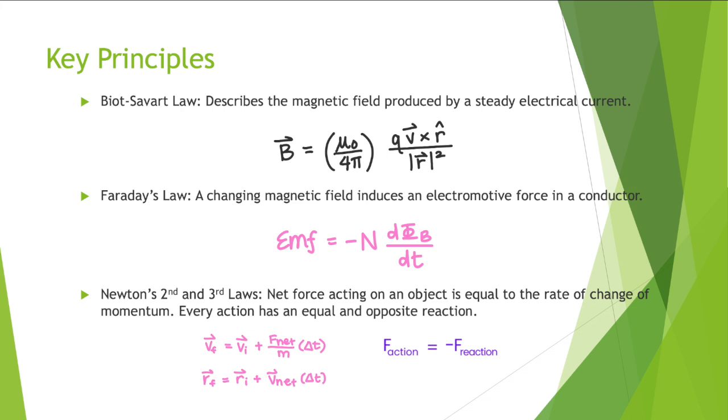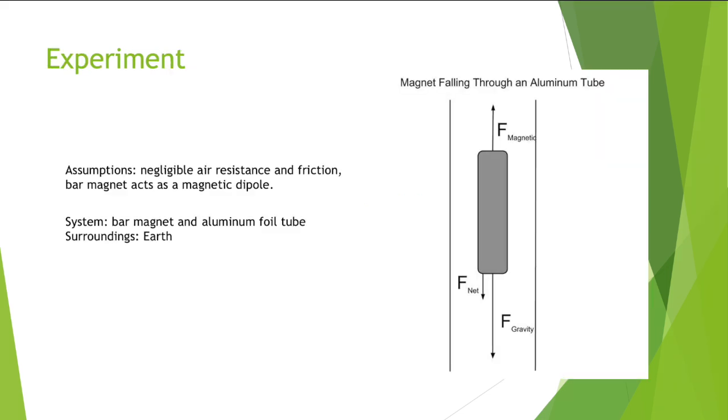Newton's second and third laws have to do with forces, and the second law can be manipulated to get the velocity and position update formulas as shown. So for the experiment, we are dropping a bar magnet through a conductive aluminum foil tube and timing how long it takes. Assumptions are that the air resistance and friction are negligible and that the bar magnet acts as a magnetic dipole. The system is the bar magnet and tube, and the surroundings are the Earth.